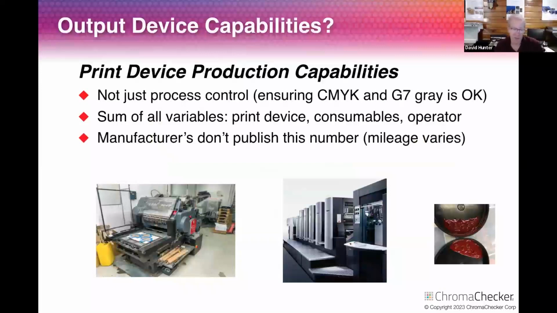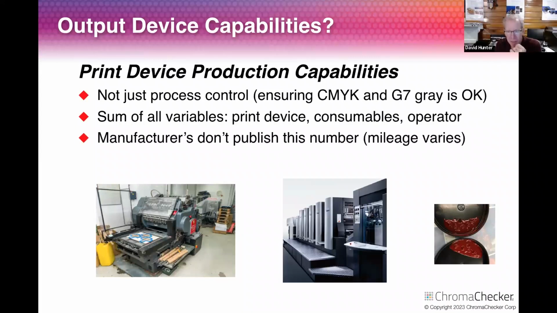Output device capabilities. If we look at the printing press on the left and the printing press on the right, if I wanted a tight tolerance, guess what? I don't think I'd be going with the one on the left. Look at the ink. This is an actual picture I took a month or so ago of the magenta ink from the same supplier for a customer of ours. And if your ink in the can is this different, it's going to be different on press.